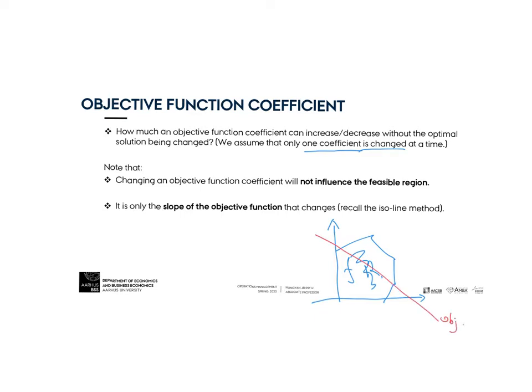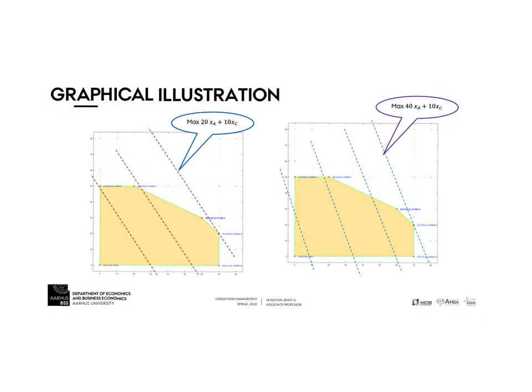So if this is the objective function iso-profit line, then you actually change the slope of this function. So you can just think, if you change the coefficient, maybe your iso-profit line will become steeper or more flat. So this is the change you can think about. We only change the slope, not the feasible region. In this slide, you see a better example with the specific formulas.